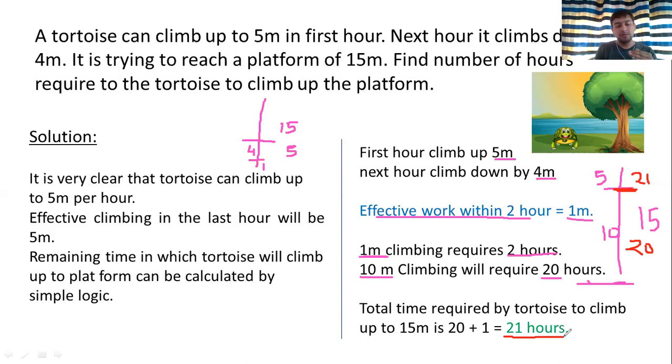Because in the first hour it is climbing. So we can say yes, it is climbing the ladder or the platform. That means we can consider that as positive work. Now in the next hour, again, it is coming down. As it is coming down, it is considered as negative work. So negative work you always have to subtract from positive. Okay, this point you have to remember.